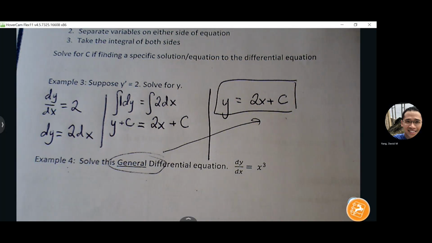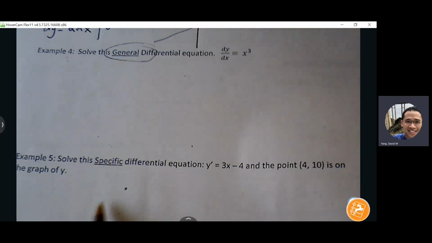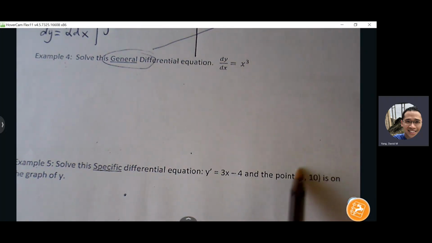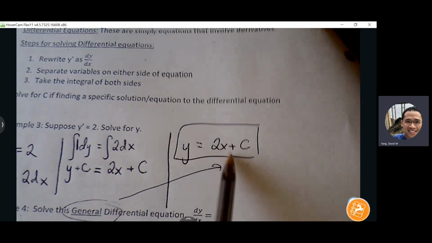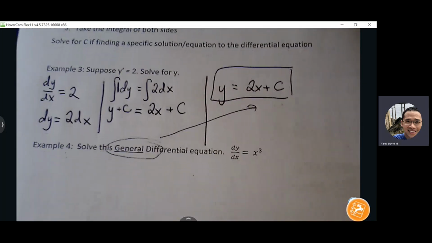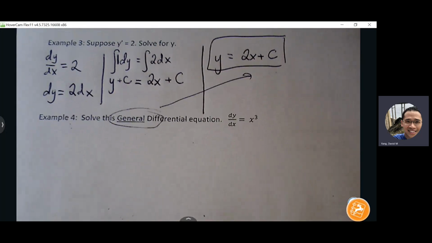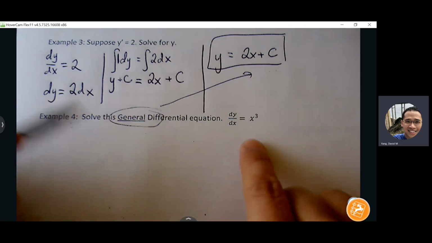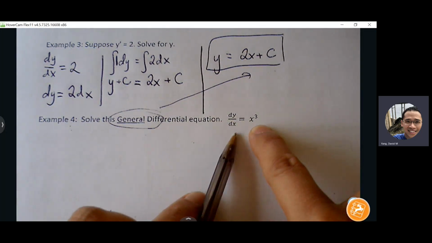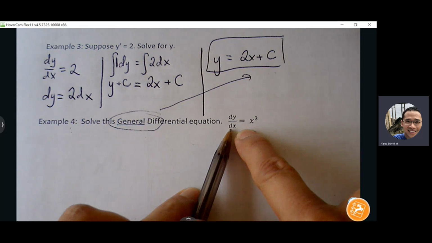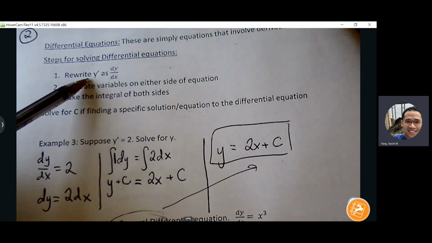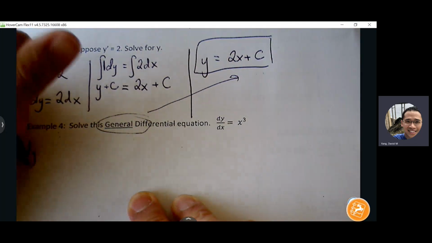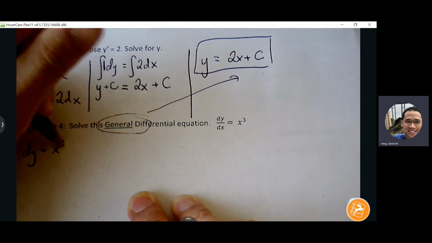Right. Now, when we get down to our specific solution or specific equation, then you're going to be using some additional information to help you solve for c. But let's do another general equation first, and then we can get to a specific differential equation. So dy/dx equals x cubed. This is already in terms of dy/dx, so there's no need to rewrite y prime. We can just move that dx over to the right side. So I have dy is equal to x cubed dx.